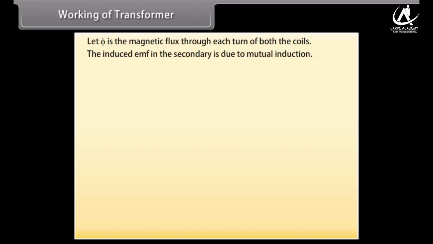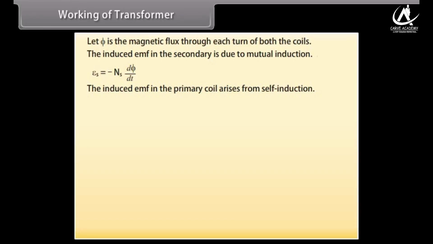The induced EMF in the secondary is due to mutual induction. ES is equal to minus NS d phi by dt. The induced EMF in the primary coil arises from self-induction. EP is equal to minus NP d phi by dt. Now, dividing both the equations, we get ES by EP is equal to NS by NP.